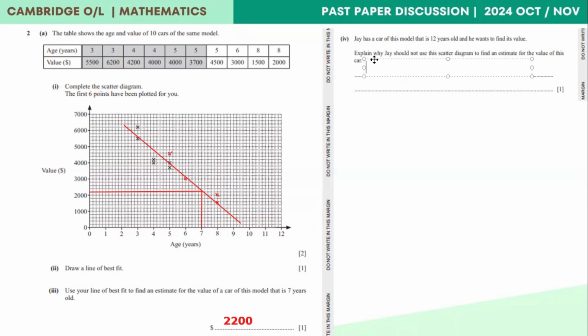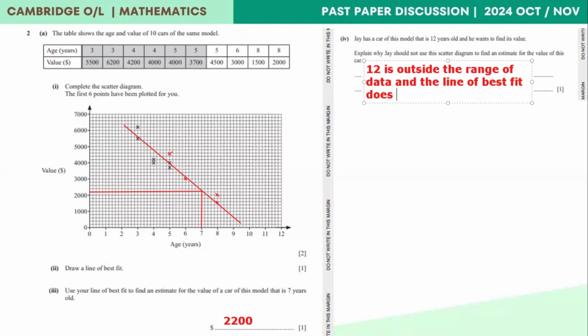So the answer would be: 12 is outside the range of data and the line of best fit does not go until 12. These things you can just see from the graph. So let's move on to the next question.